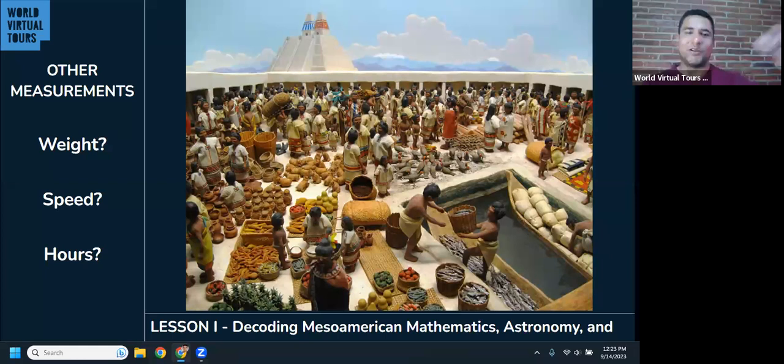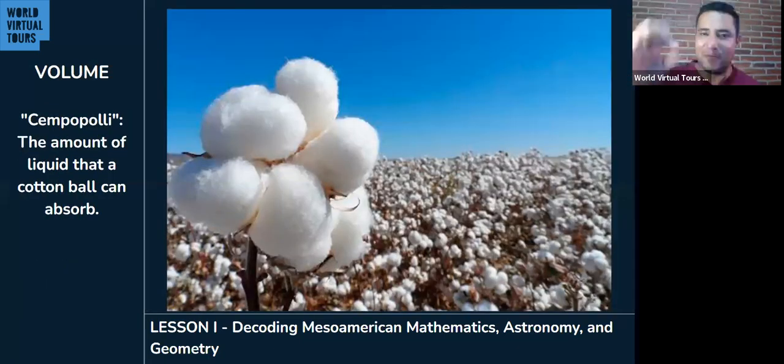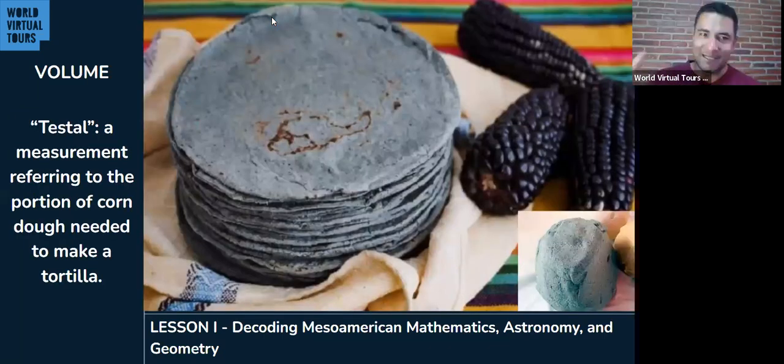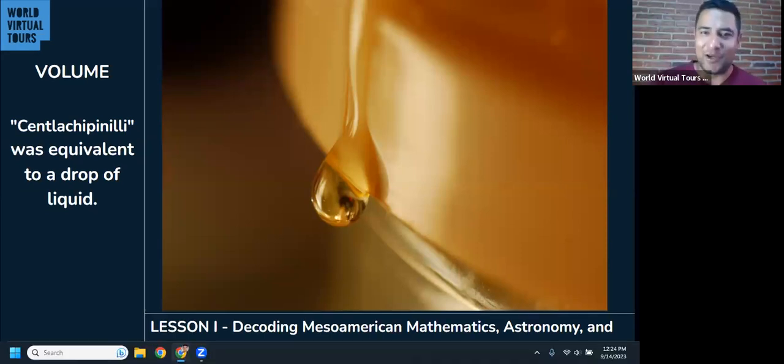Okay, so did they need to calculate the weight of different things, as we are in warrior and trading civilizations? So, the cotton balls, right? The Sempopoli is the measure of the water that can be absorbed by a cotton ball. The testal is the measuring of the corn dough needed to make a tortilla, and the Centla chipping wheelie was equivalent to a drop of liquid. So these are the different measures of the water.